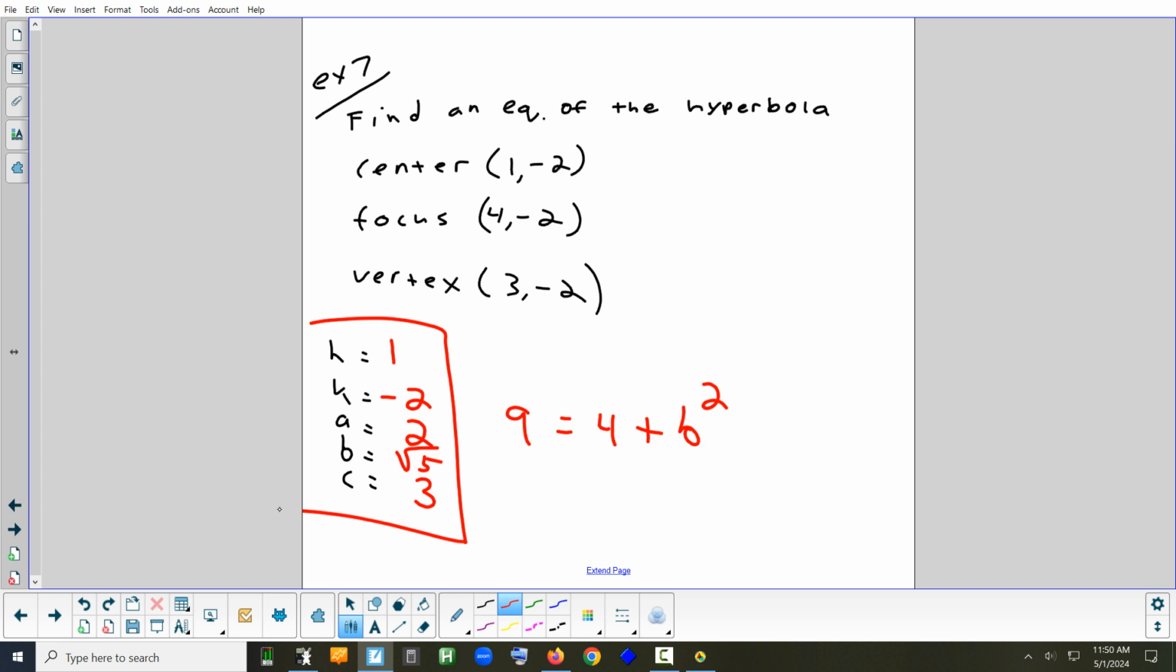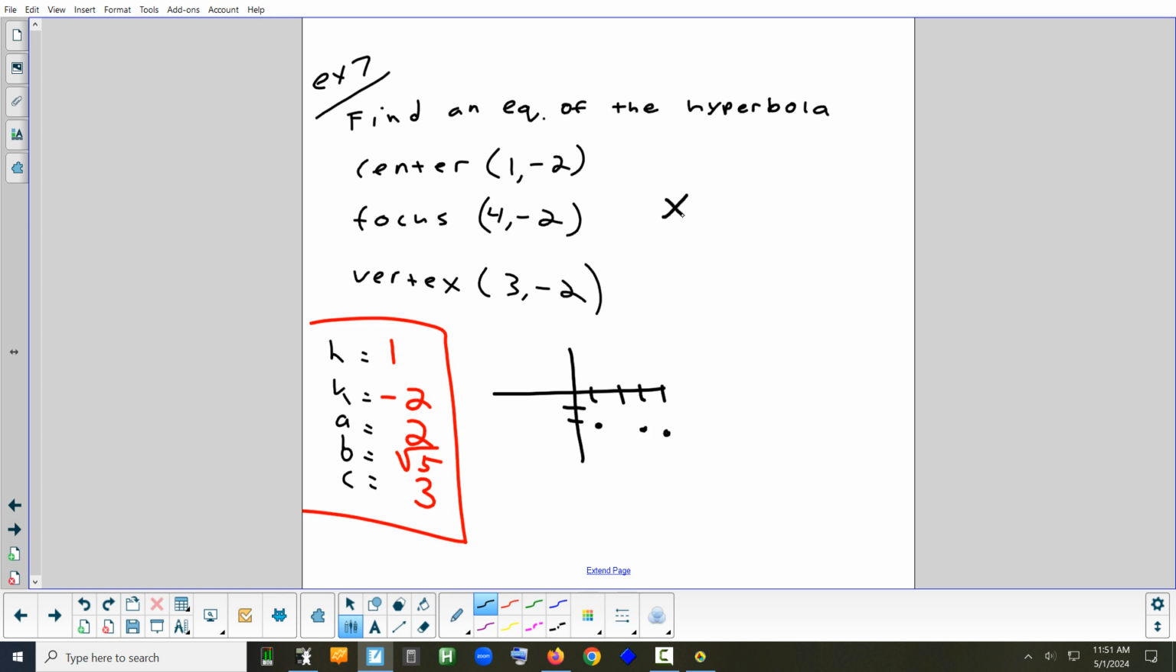All right. So the equation, is this going to have the branches opening horizontal or vertical? Yeah. Horizontal. So it's going to have x squared first. Just so everybody knows why it's horizontal, your center is over 1 down 2, your focus is over 4 down 2, and your vertex is over 3 down 2. Everything's lining up horizontally. So you said which letter is going to be positive?